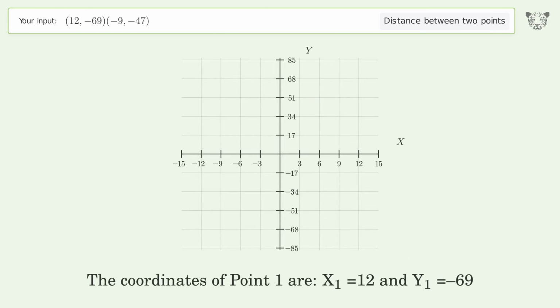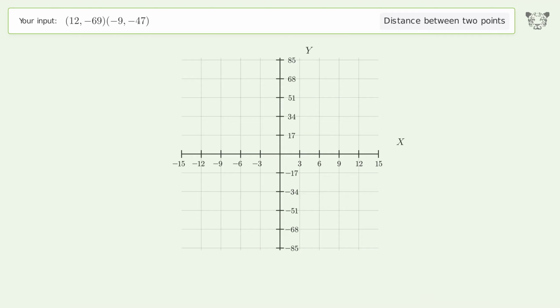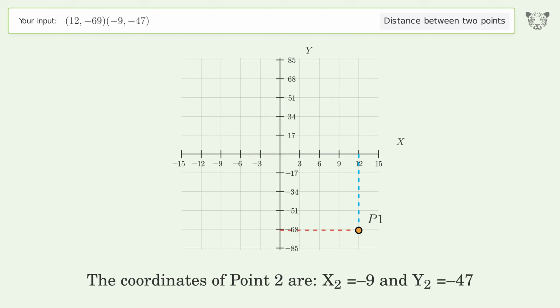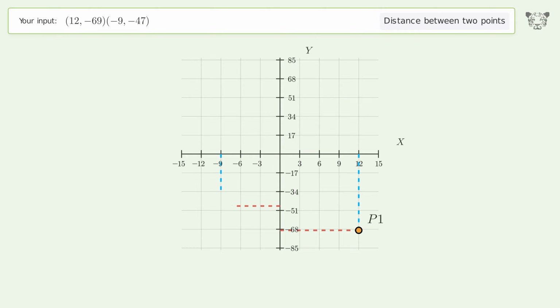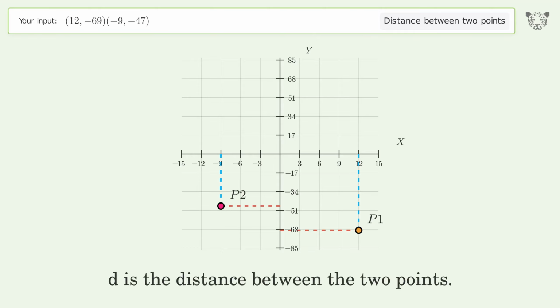The coordinates of point 1 are x1 equals 12 and y1 equals negative 69. The coordinates of point 2 are x2 equals negative 9 and y2 equals negative 47. D is the distance between the 2 points.